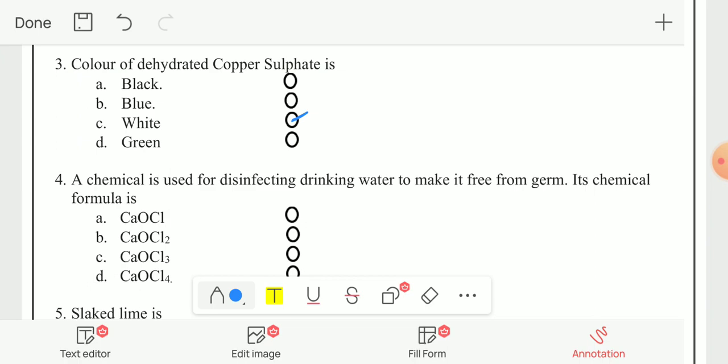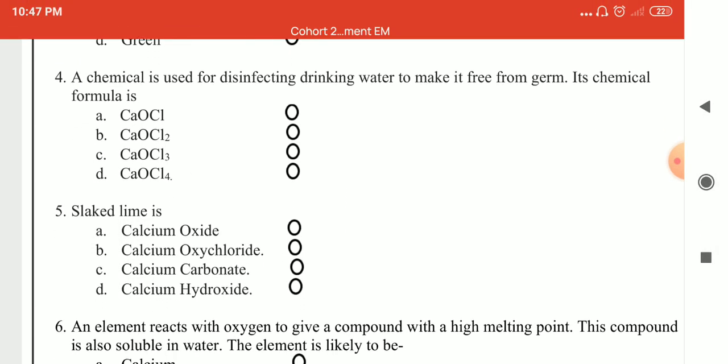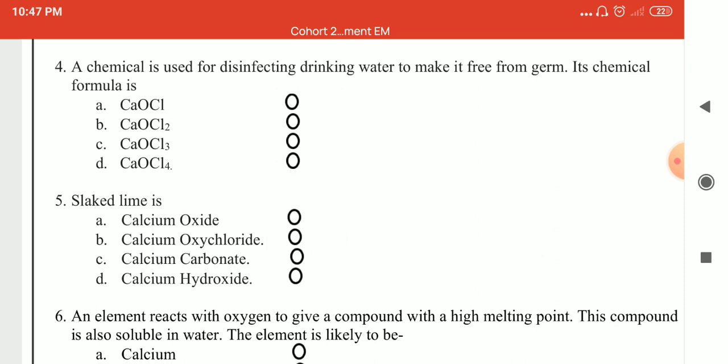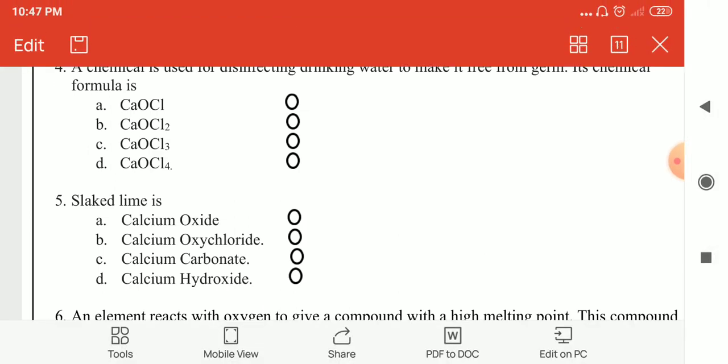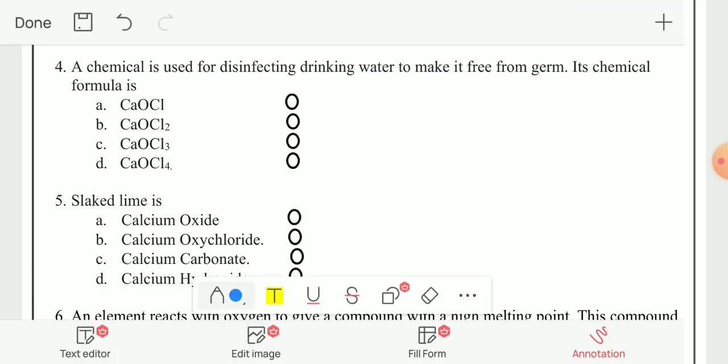White. Question number 4. A chemical is used for disinfecting drinking water to make it free from germs. Its chemical formula is: A. CaOCl, B. CaOCl2, C. CaOCl3, and D. CaOCl4. So this chemical is bleaching powder, and the correct formula of bleaching powder is CaOCl2. So correct answer will be B.